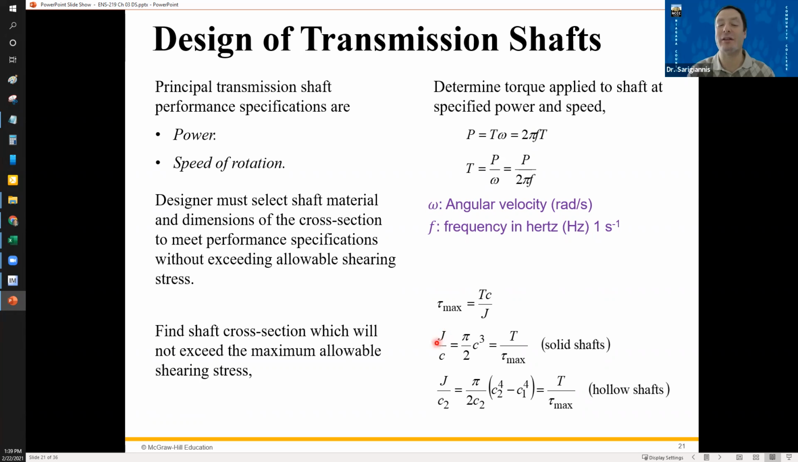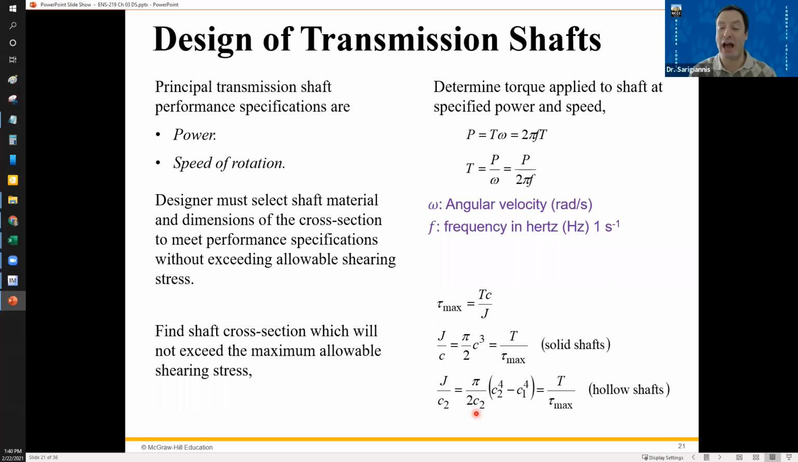Well, we know that the maximum allowable shearing stress occurs at the point where the radius is maximum, right? So where R equals C. So here they just substituted in J is pi over 2 C to the 4th, and that divided by C reduces to this. And so you can set this equal to the torque divided by the max shear, and you can solve for your radius.